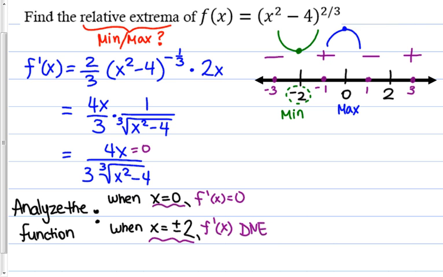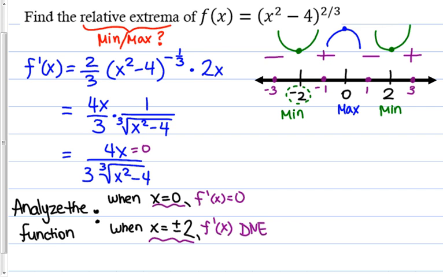For 2, to the left of 2, it's decreasing, but then to the right of 2, the function starts to increase. So this is another minimum. So what we did now was we used the first derivative to figure out where the relative extrema of this function are located.